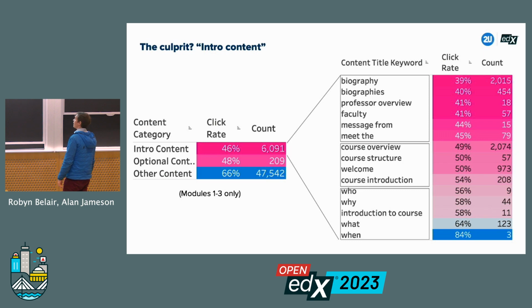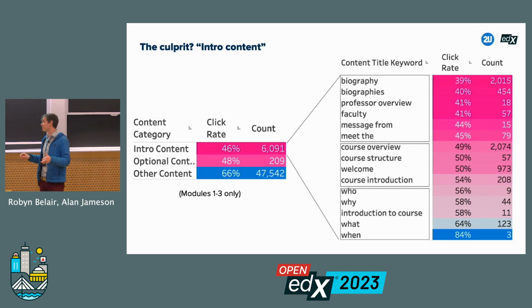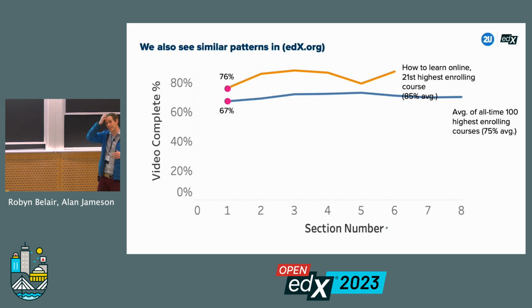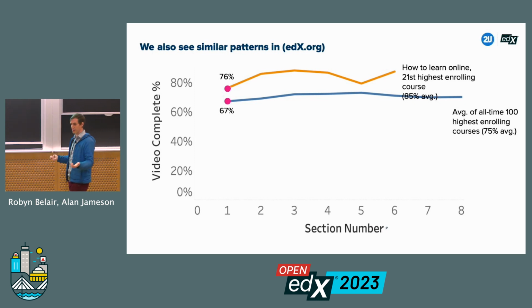So everything I've talked about up until this point is 2U degree data. And I want to be able to bring something to this conversation that's also more directly relevant to the Open edX community. Next slide. This is a different metric. But it suggests we're seeing something similar, if not to the same degree.